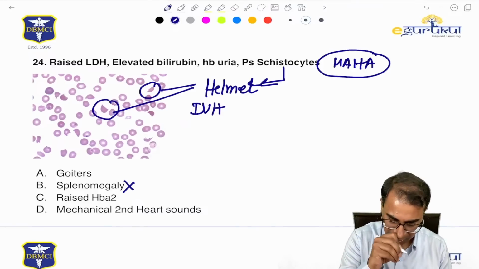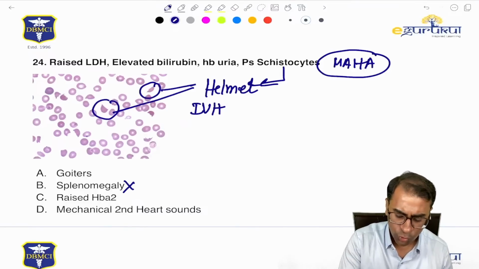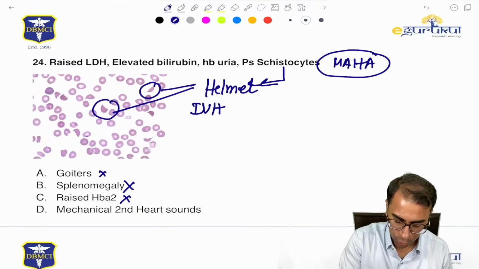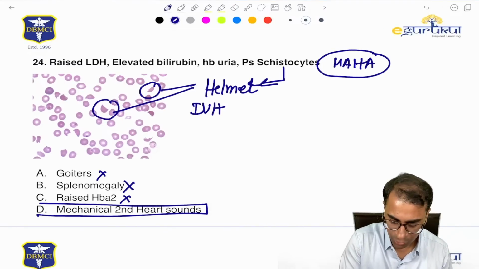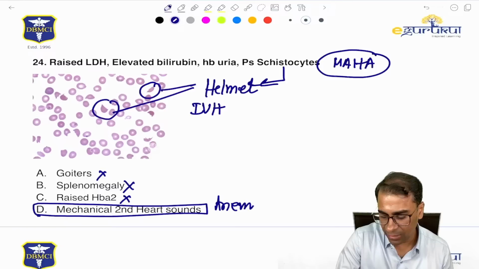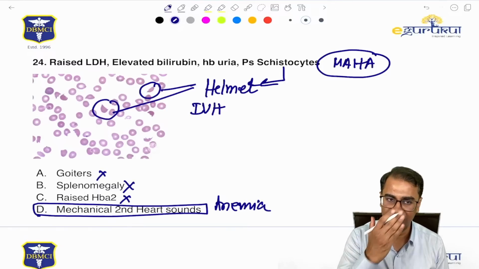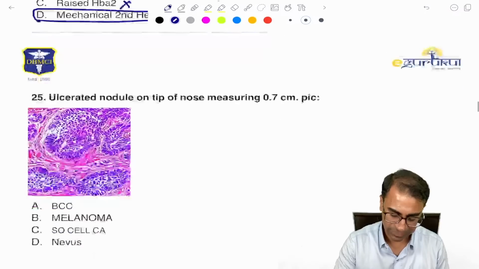It will not show goiter also, it's actually a wrong question, but yes, it will never show splenomegaly. It will not show HbA2 or goiter. It will show mechanical second heart sounds because it's a case of anemia, and anemia often shows mechanical second heart sounds. It's a case of intravascular hemolysis.